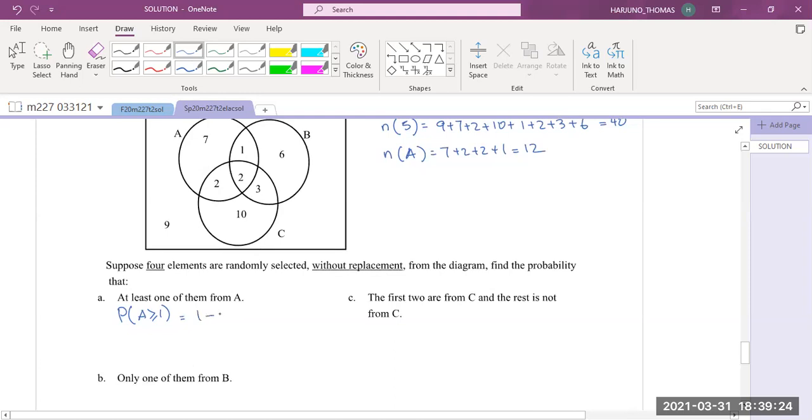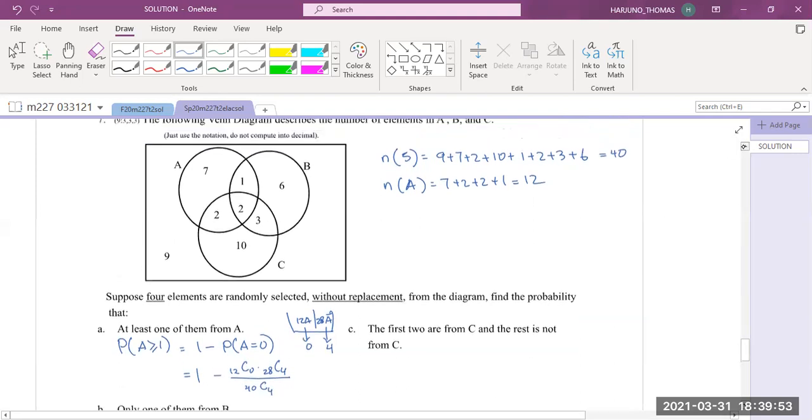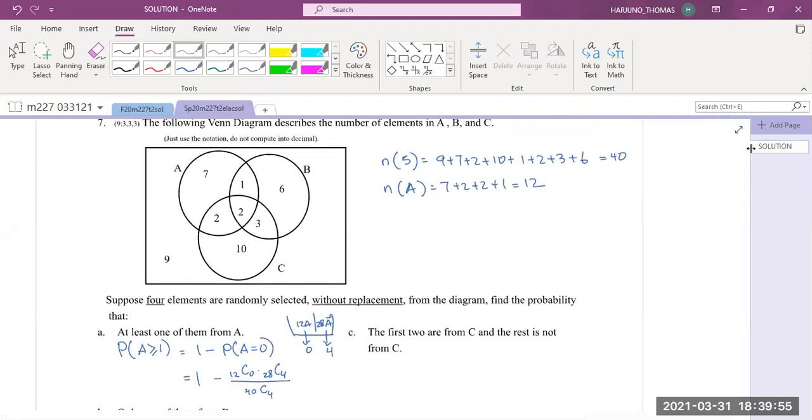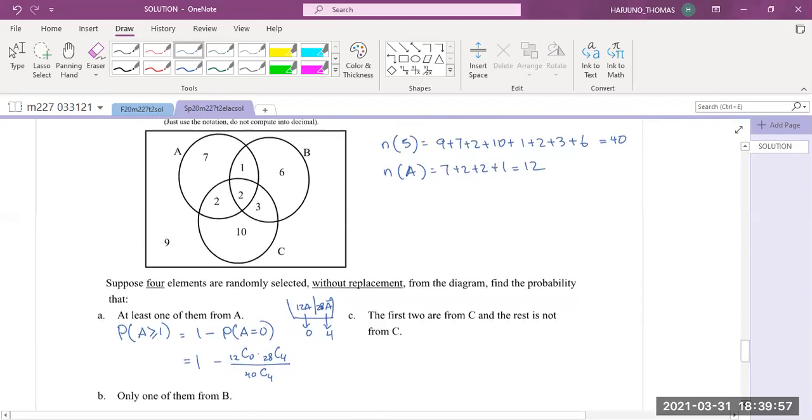So this is 1 minus the probability that there is no A at all, right? But there are 12 A's, which means 28 not A's, a total of 40. Now, what is the probability you get nothing from the A's, which means all 4 come from the not A's? It's 1 minus 12 choose 0 times 28 choose 4, over 40 choose 4. I say just use the notation. You don't need to compute it into a decimal, so I will just leave it like that.